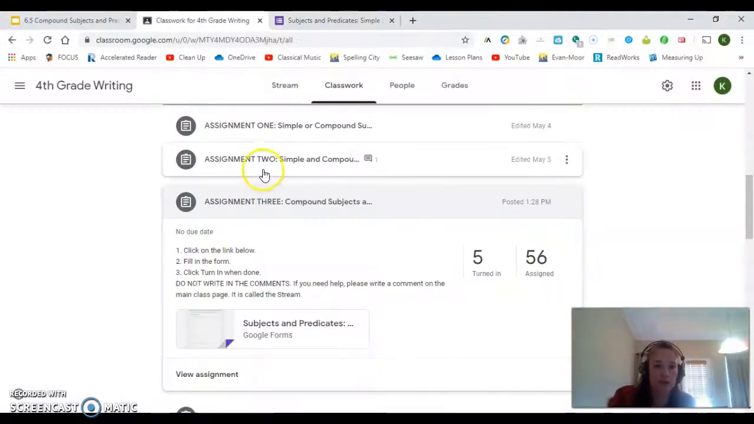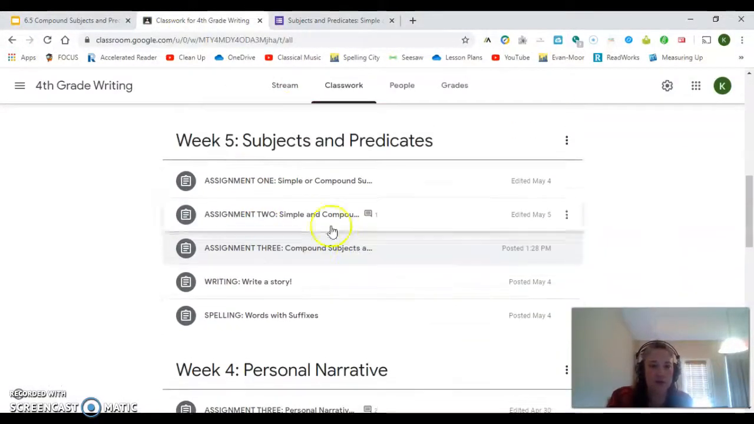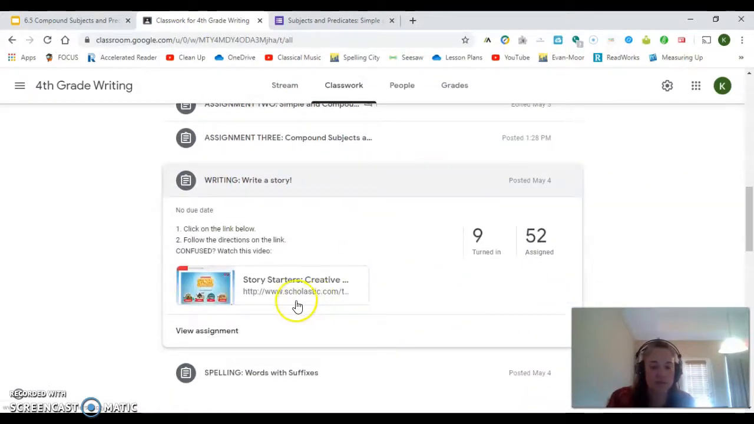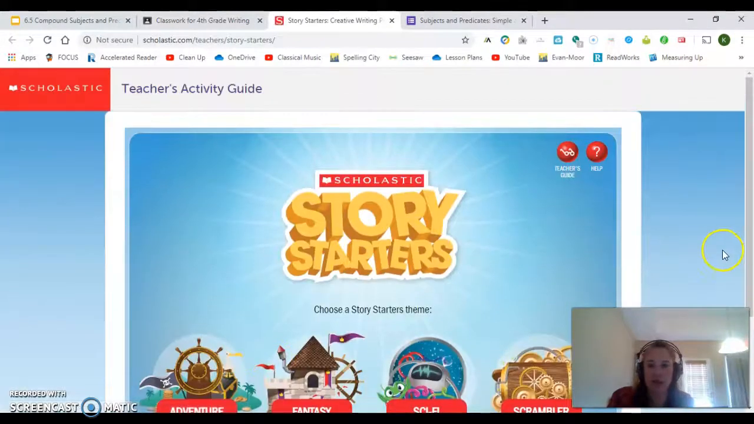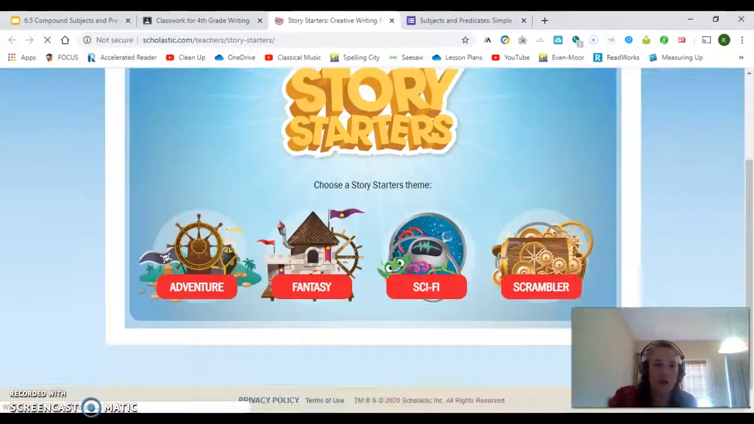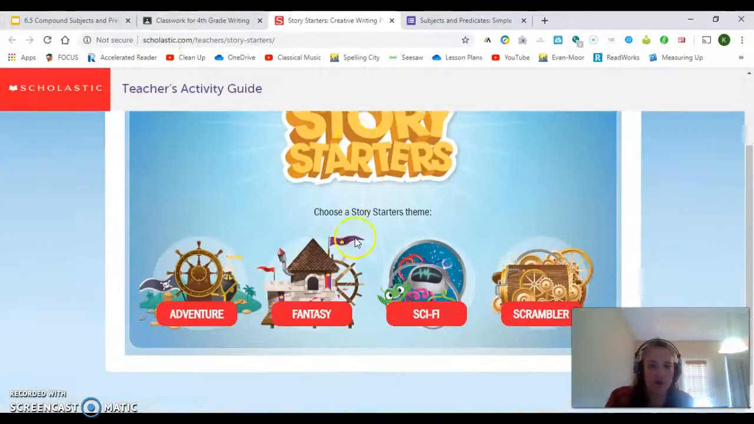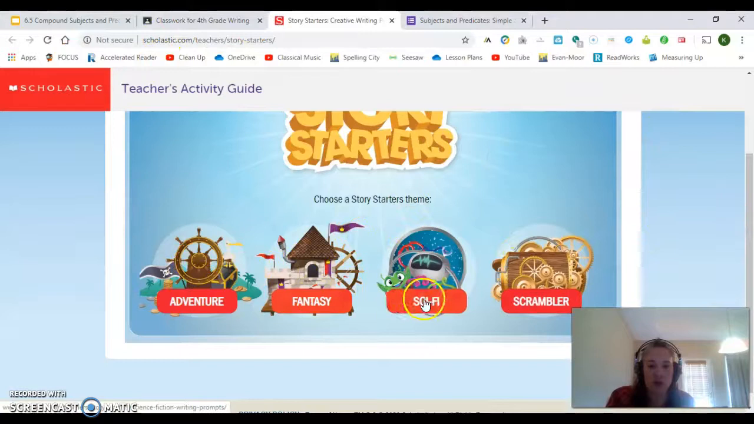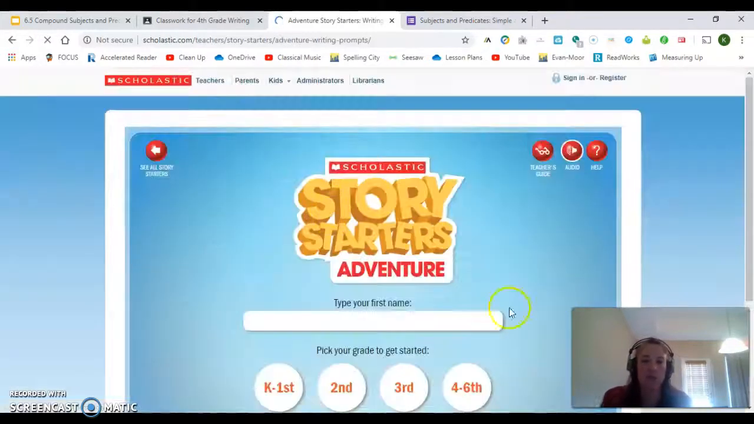You can go back to class, and you'll notice that under week 5, you also have an opportunity to write a story. Okay, this is actually a link to Scholastic. It's pretty cool. This is something, writing a story you can do for fun. I'm not going to take a grade on it. I don't know what's going on here. Okay, here we go. So you get to pick a genre, adventure. You're going to write a story about an adventure, a fantasy, a sci-fi, or you can scramble it up. So I guess I'll do adventure.